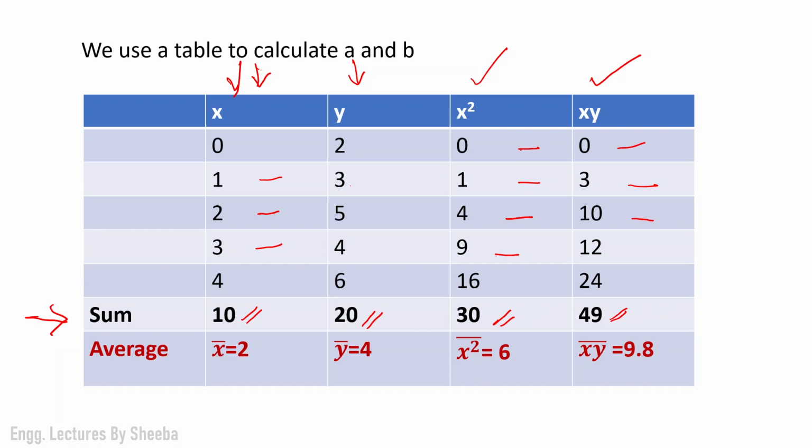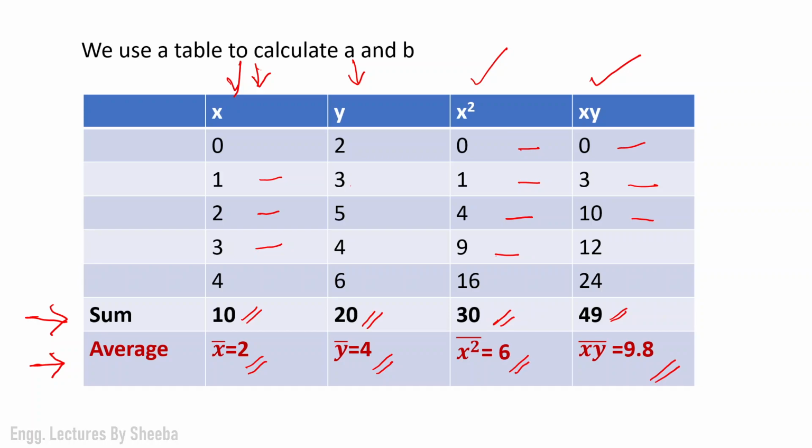The next step is we will be finding the average value. How will you find the average value? That is nothing but the sum divided by the total number of data points. For x you have how many data points? 5 values are there. So the sum 10 divided by 5, you will get 2. What about y? 20 divided by 5, you got 4. What about x square? 30 divided by 5, you got 6. Then xy, 49 divided by 5, you got 9.8. So you got the average values.